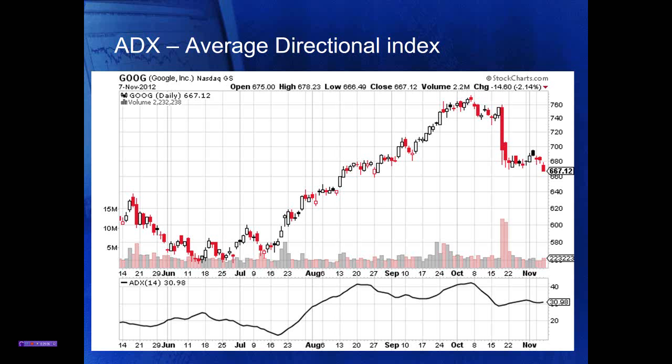We have a Google chart, the same charts like we had for the ATR, and down there you can see an ADX with a typical 14 period. So all it did, it added together plus DI and minus DI and did an average of 14, and this line was created. And then we are looking for the levels 20 and 40.